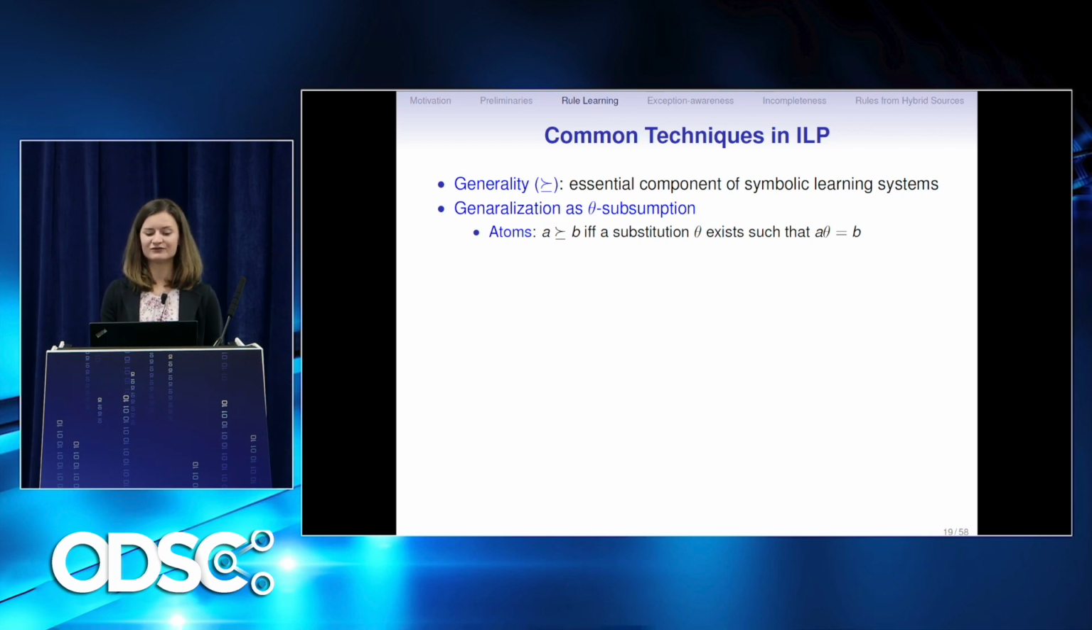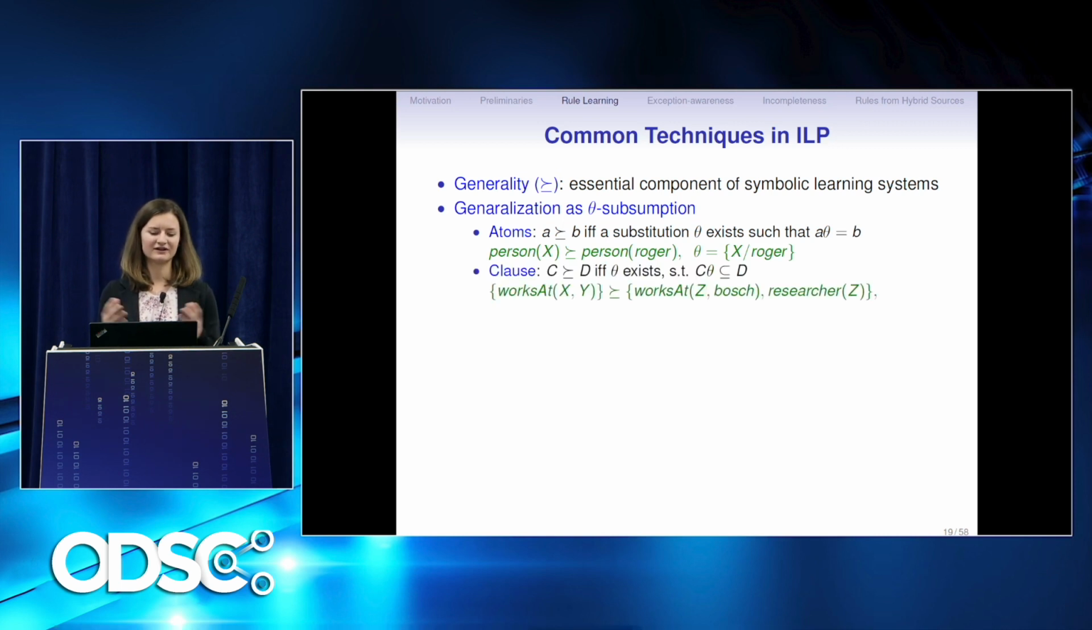Right, so we say that if we have two facts, or two atoms basically, one is more general than the other if there is a substitution for constants or for the variables in the first atom that would lead to the second. So here, for instance, person of X is more general than person of Roger, obviously. Because here X is a variable, so I say that everyone is a person. It is more general than stating that only Roger is a person. Then there is a concept of generalization across different combinations of these atoms. So for instance, saying that everyone works everywhere is more general than stating that some researcher works at Bosch, right?